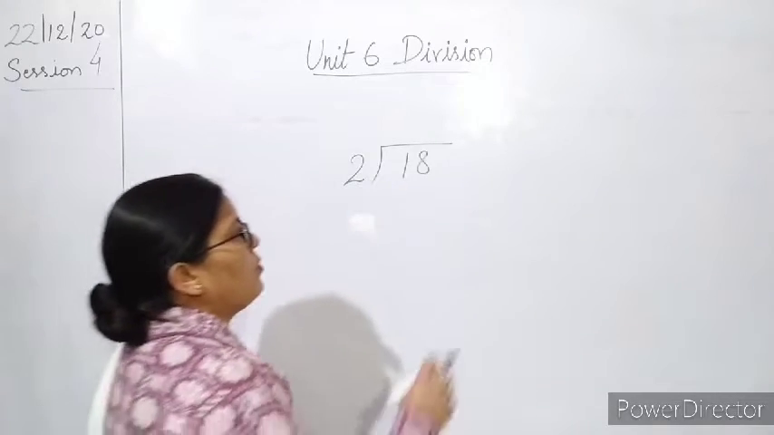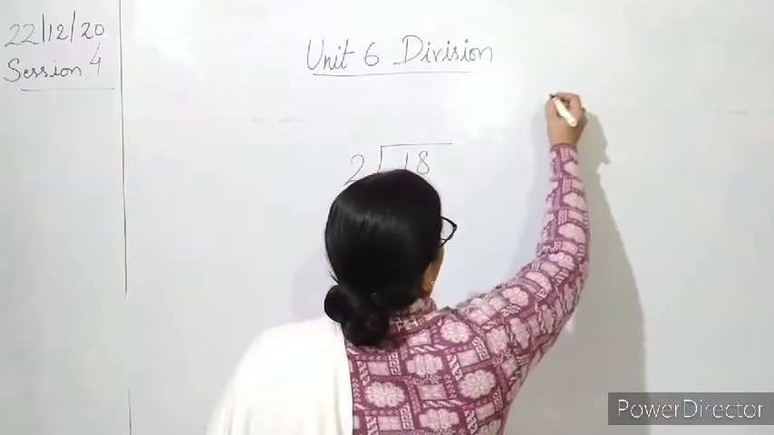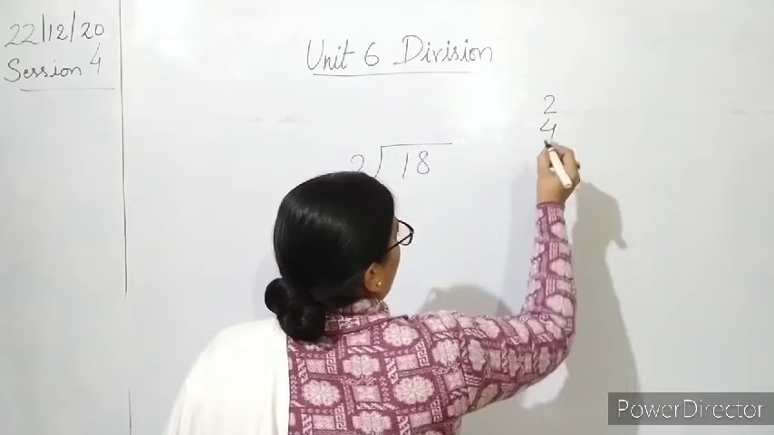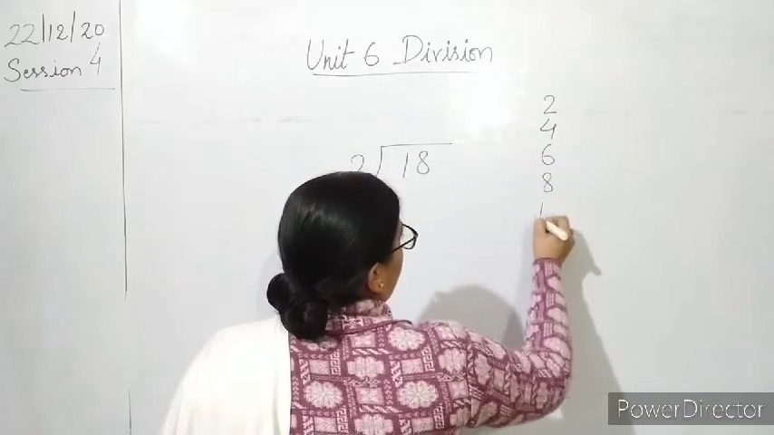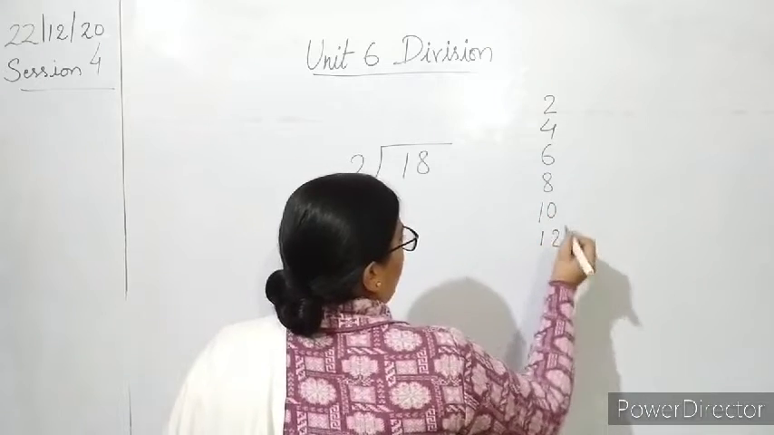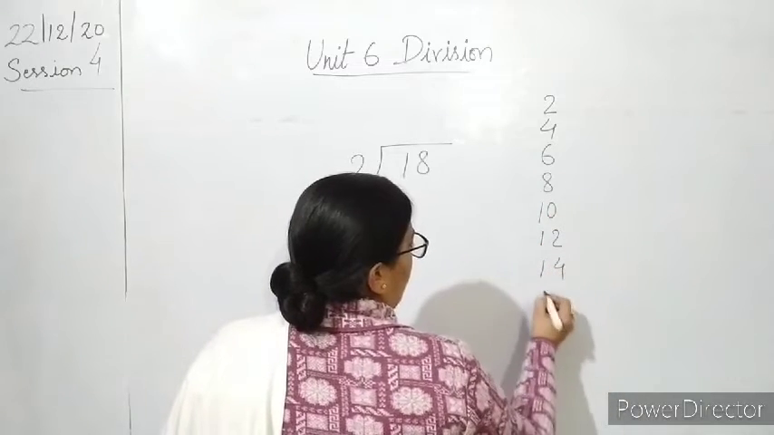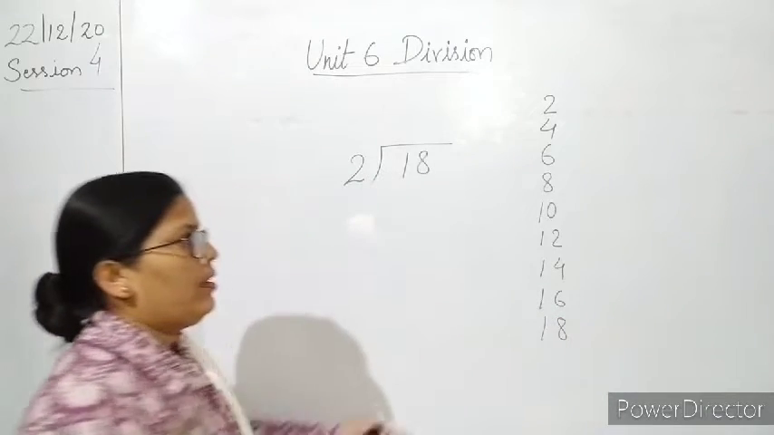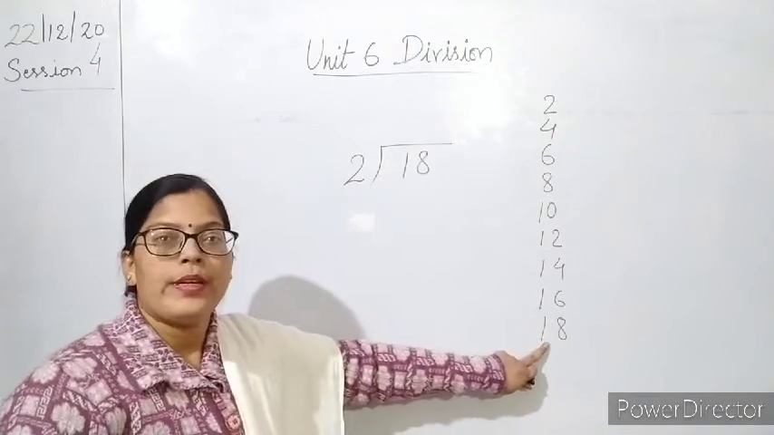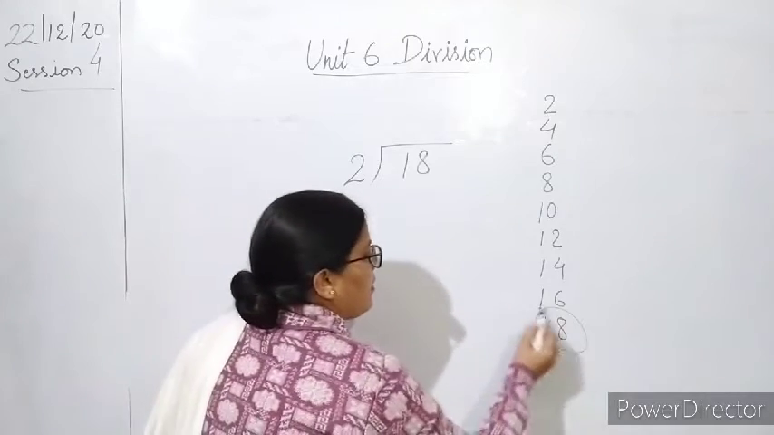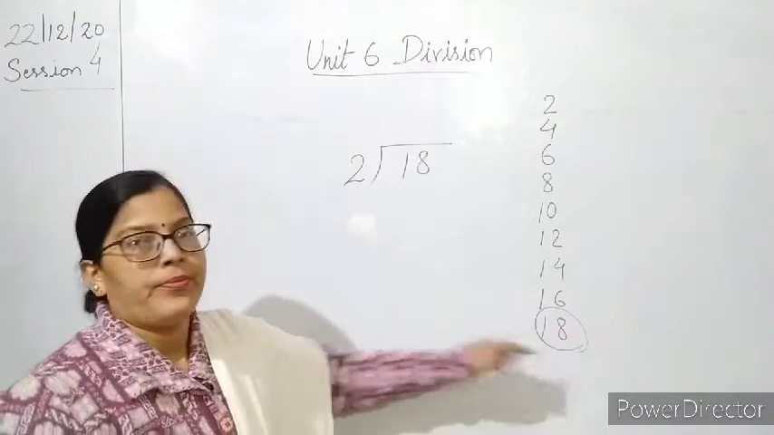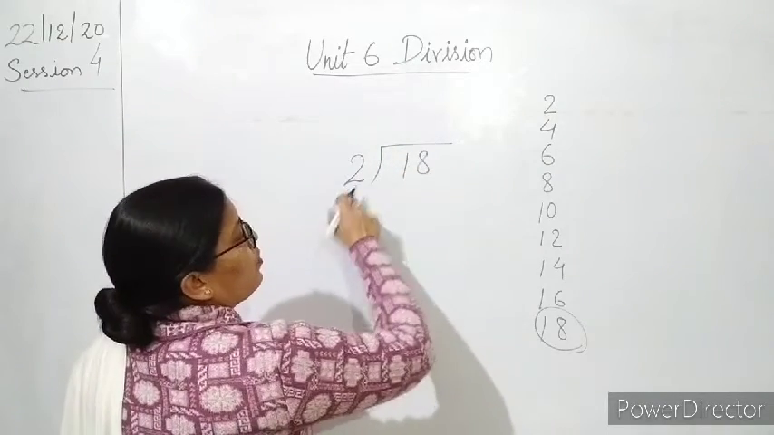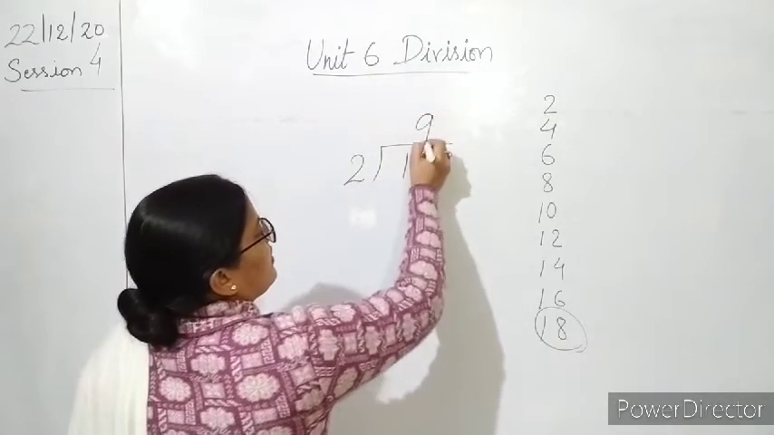Okay, so let us recall this table. 2 ones are 2, 2 twos are 4, 2 threes are 6, 2 fours are 8, 2 fives are 10, 2 sixes are 12, 2 sevens are 14, 2 eights are 16, 2 nines are 18. So 2 nines are 18. Okay, so we'll divide this 18. We can divide 18 by 2, 9 times.